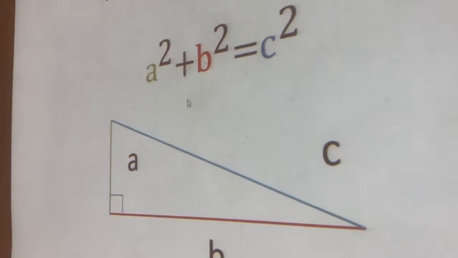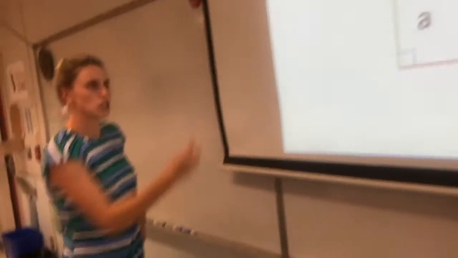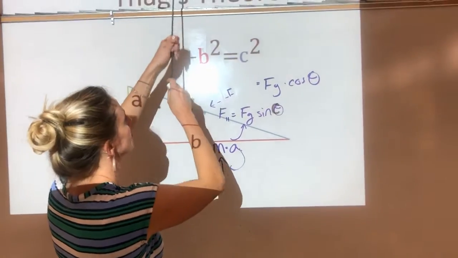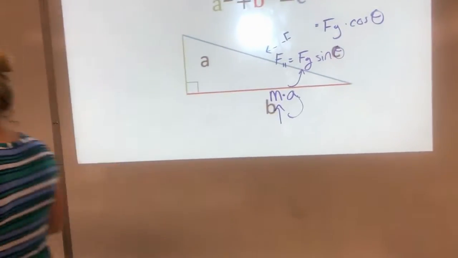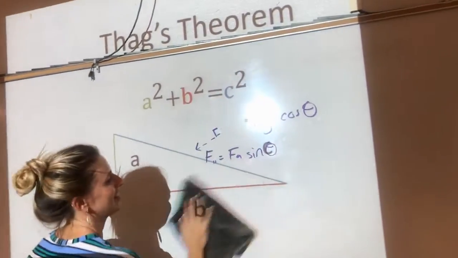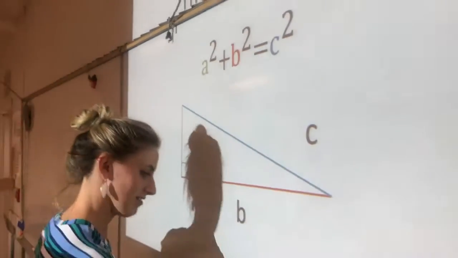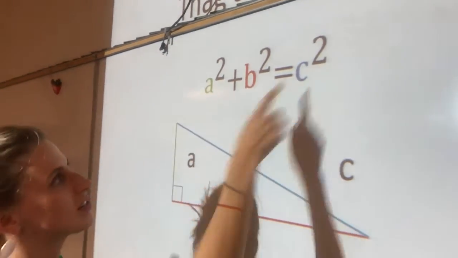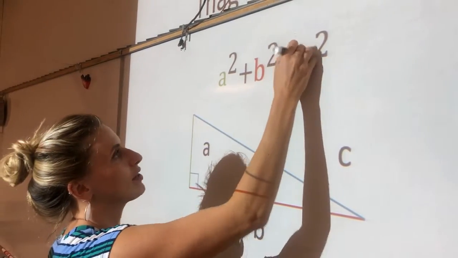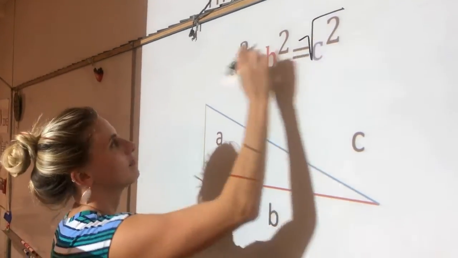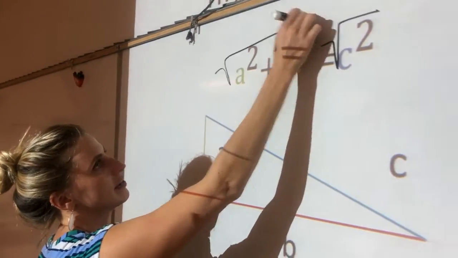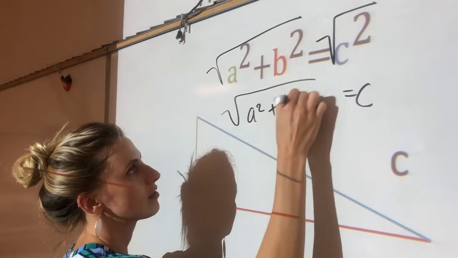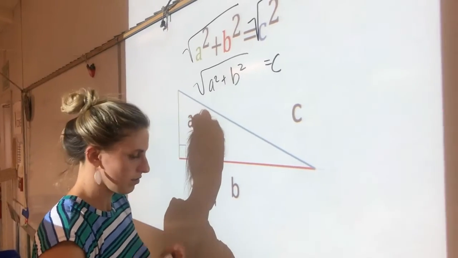How would you solve it for C first? If I want to solve for C, I've got to get rid of that 2. How do you do that? Square root. I'm going to take the square root to get rid of the 2, and if I do that on this side, I have to do the same thing on this side. So C equals the square root of A squared plus B squared. This is important. Write that down.